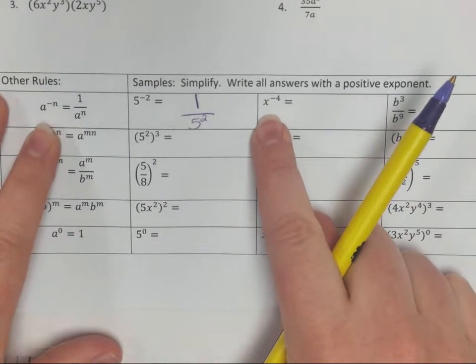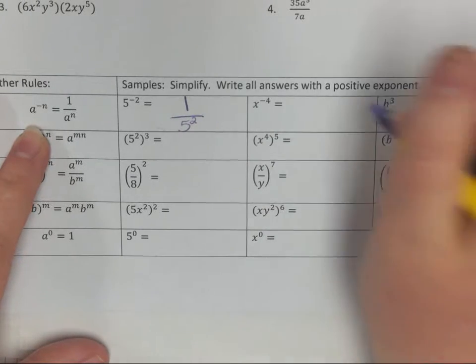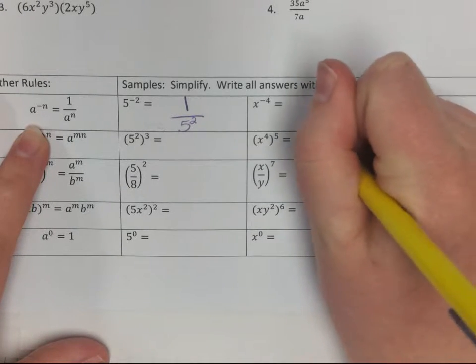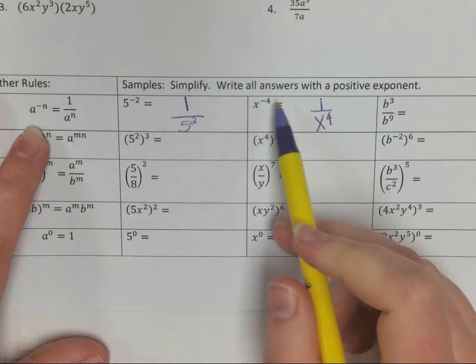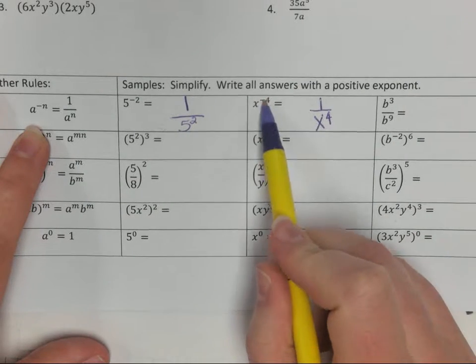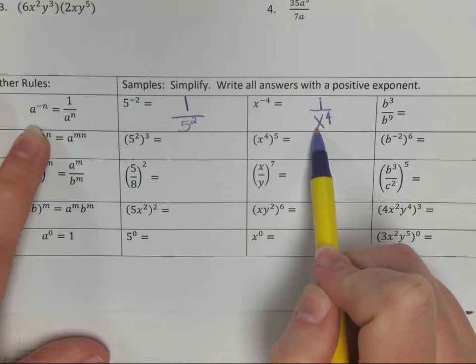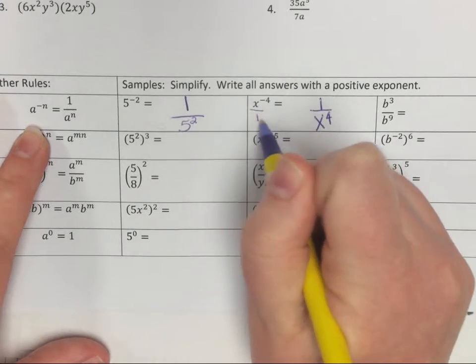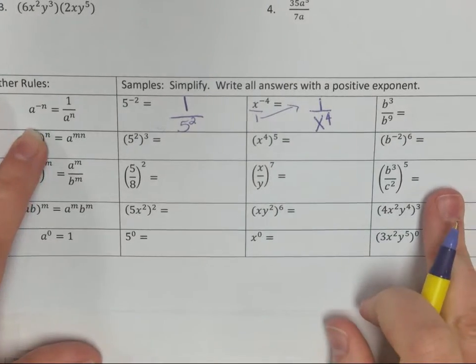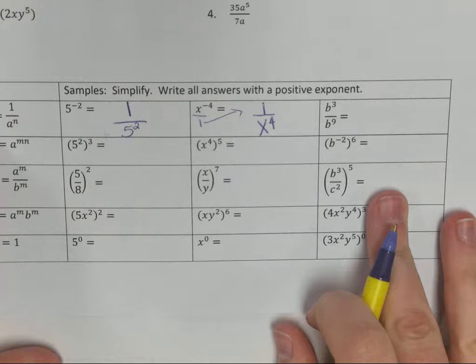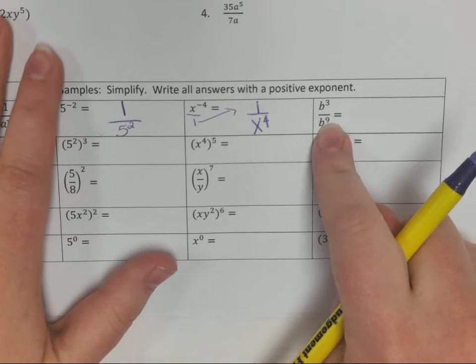So x to the negative fourth, what did you get? 1 over x to the positive fourth. Very good. To change it to a positive exponent, we just move it to the denominator. And since this is over 1, we put 1 on top. Okay? All right, here, what did you get?